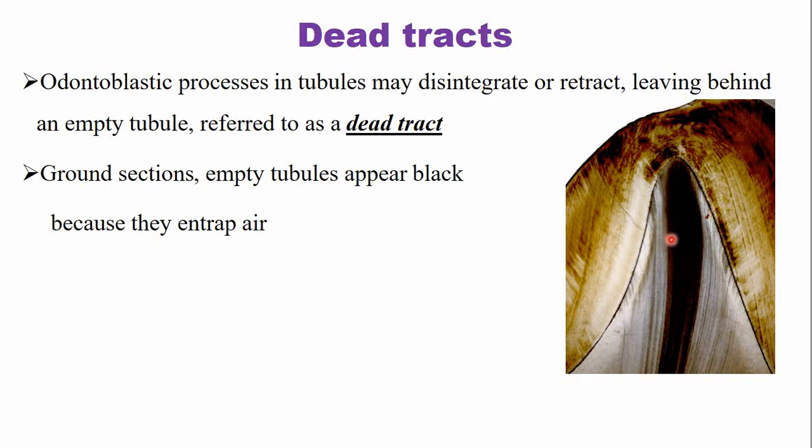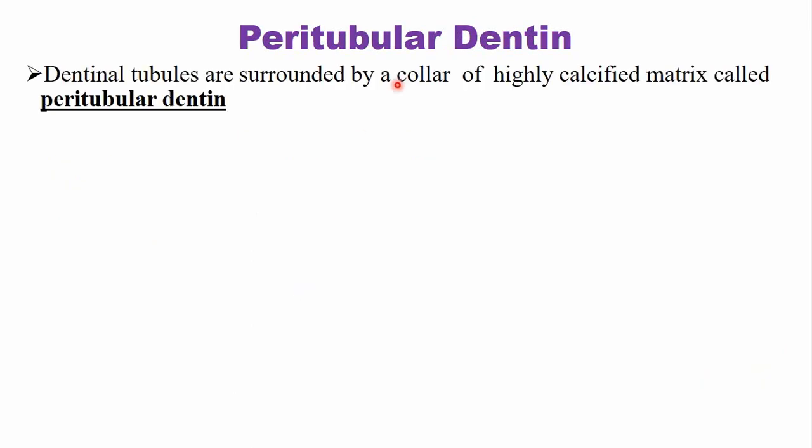So the light cannot pass through this dentine. That's why it appears more black in color. Now what is peritubular dentine? The dentinal tubules are surrounded by a collar of highly calcified matrix known as peritubular dentin. So highly calcified or more mineralized matrix is the peritubular dentin that is surrounding the dentinal tubules.